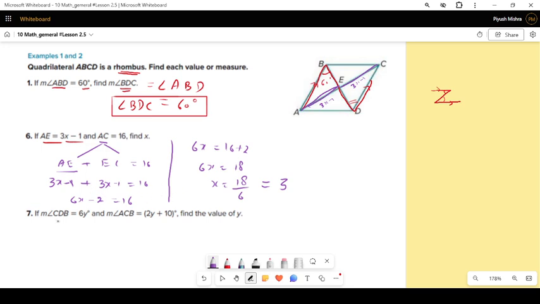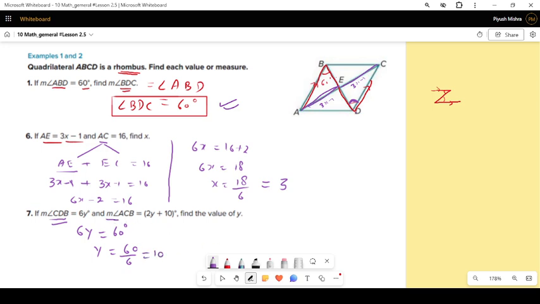Now in question number 7, it is telling that if CBD is 6y. What is CBD? C, D, B means this angle. It is telling this angle is 6y. So I am writing 6y is equal to, just now I have found out in question number 1 that it is 60 degrees. So I will be writing here 60 degrees. So y will be equal to 60 by 6, which is equal to 10.